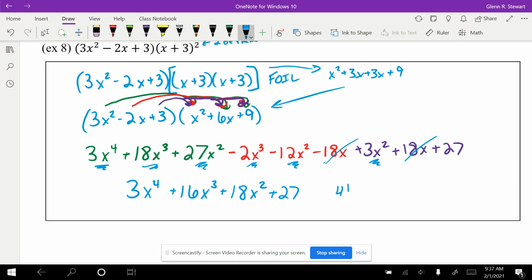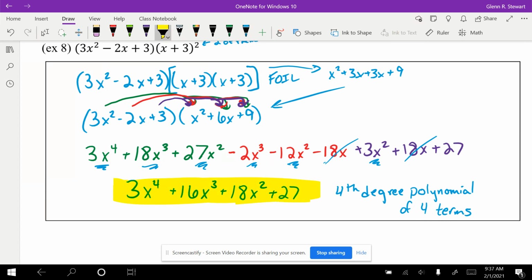This would be a 4th degree polynomial of 4 terms. Any questions at all?